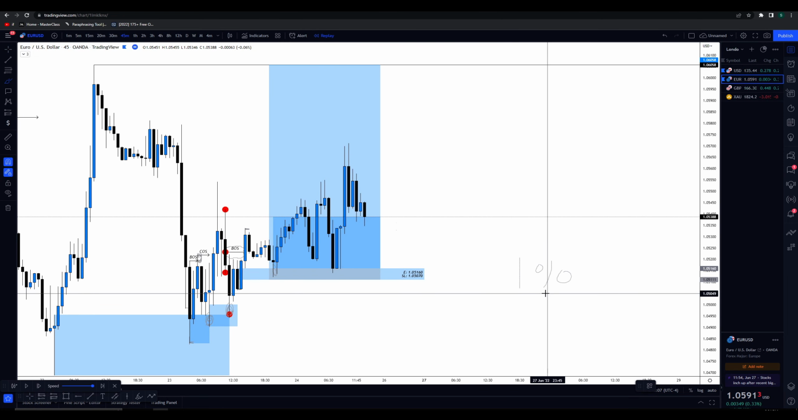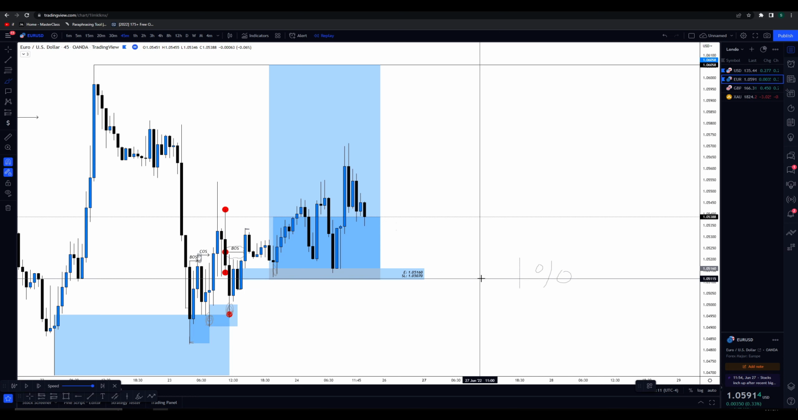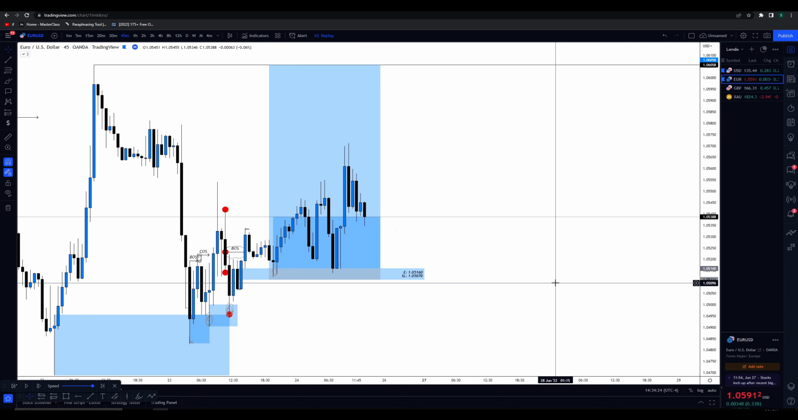So I've now reduced my risk from 1% to 0.50%. Now you might ask, well, Traq, what's the difference? What if you just measured the 50% of this OB and entered at the 50%? What's the difference between doing what I did and doing it right away? The difference is this.